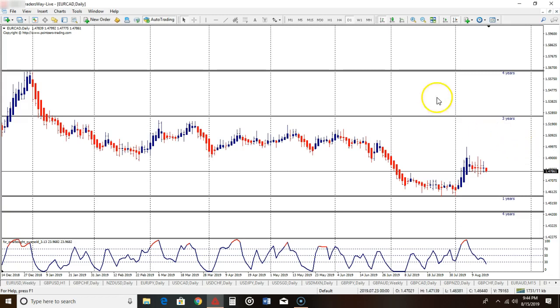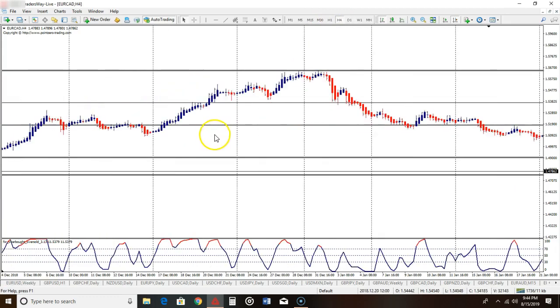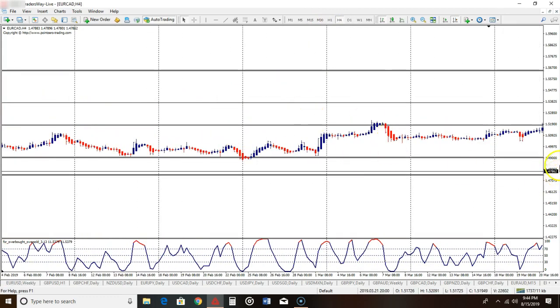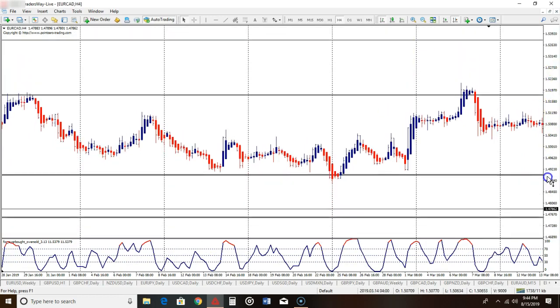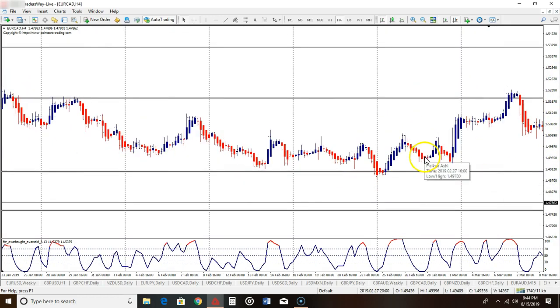Okay, now if you go down to your 4-hour chart, it's pretty much the same thing. On my 4-hour chart, the support and resistance levels that I use are daily support and resistance levels. So guys, you see what I'm doing. Whatever the time frame is, I use the support and resistance levels of the next time frame up. Why is that important?